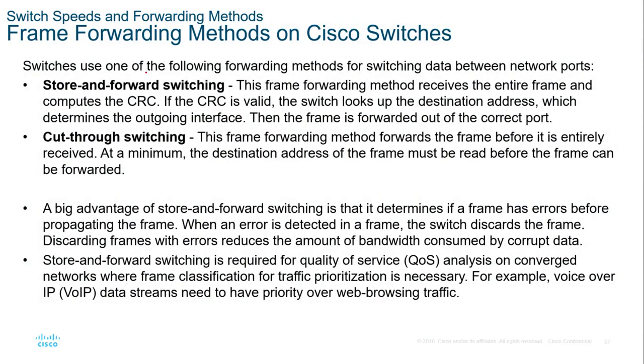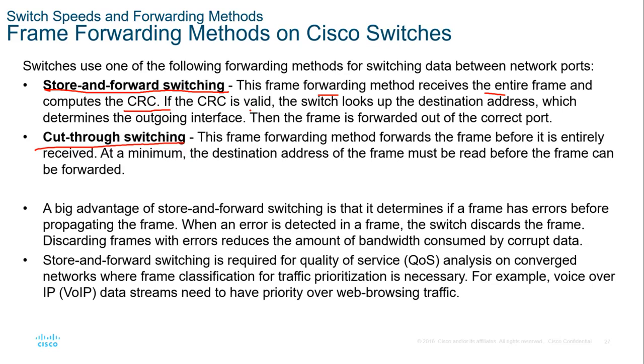So switches use one of the following forwarding methods: store and forward switching and cut-through. Store and forward is a frame forwarding method that receives the entire frame and computes the cyclic redundancy check.